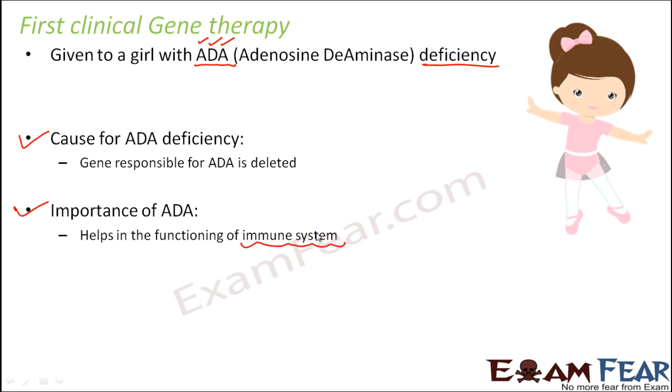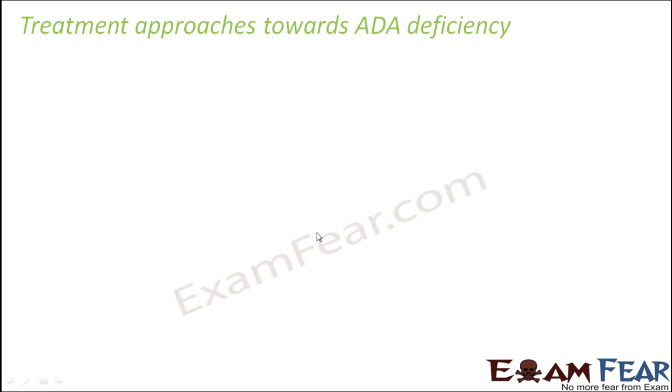So let us see how exactly this gene therapy was done. Now, before we talk about gene therapy, are there any other ways which can cure this deficiency? What are the different ways other than gene therapy, so that we can understand why gene therapy is so important? So let us look at the various treatment approaches towards ADA deficiency. One approach is bone marrow transplantation.